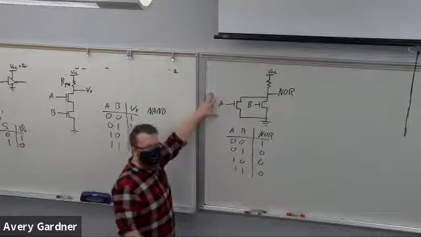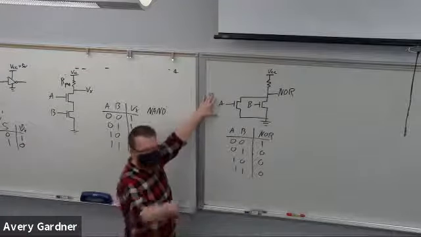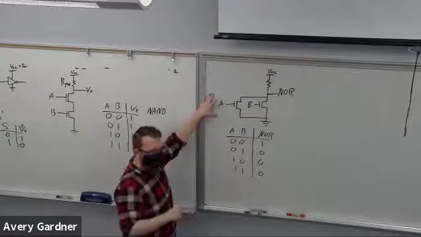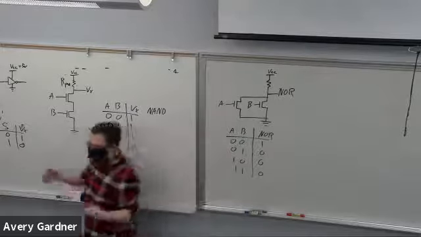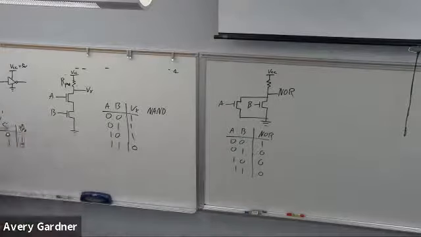If I want to add a 3-input NOR gate, how do I do it? Same thing, but in parallel. Yep, just another one in parallel. That way, if A or B or C is on, then the current can flow.